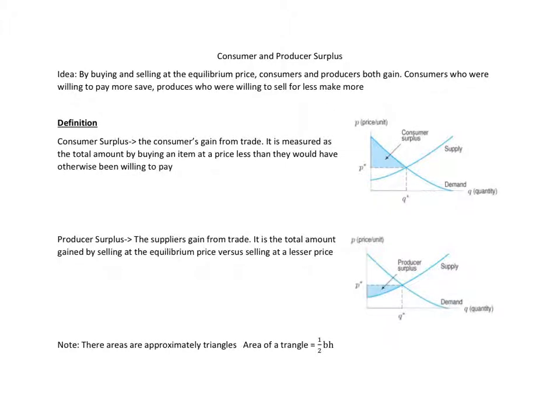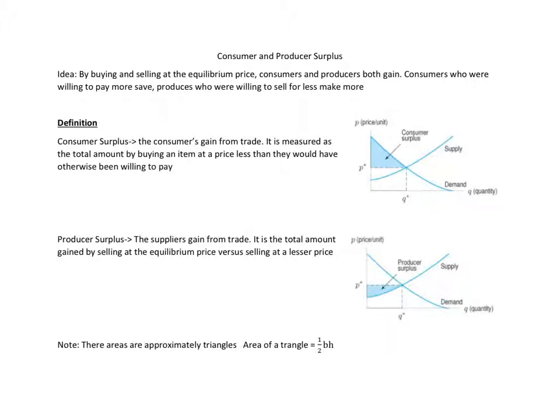In this video, we're going to discuss the idea of consumer and producer surplus. The idea here is that by selling at the equilibrium price and by buying at the equilibrium price, the consumers and producers are both gaining something.